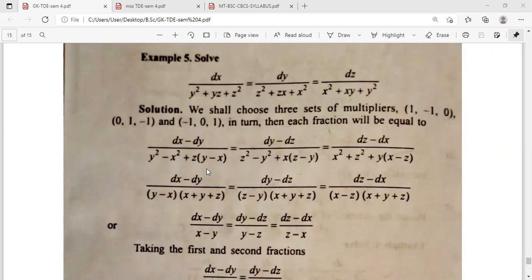Now the same again you can simplify. You see y square minus x square is there, which we can write as y plus x into y minus x. Is it not? You can apply the a square minus b square formula. And again you can take y minus x as common. If you take y minus x as common, what is remaining here? The remaining is x plus y plus z. You get the same here.